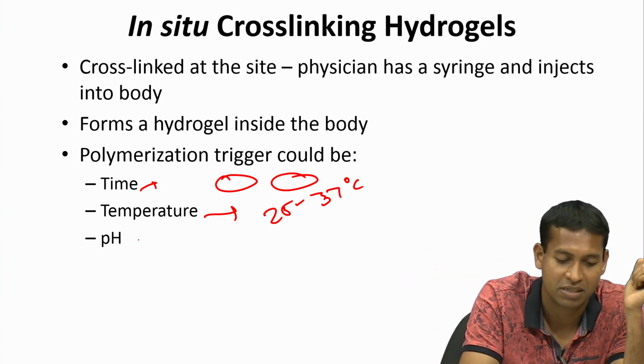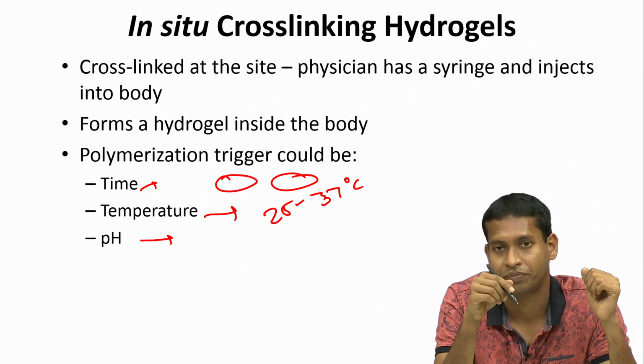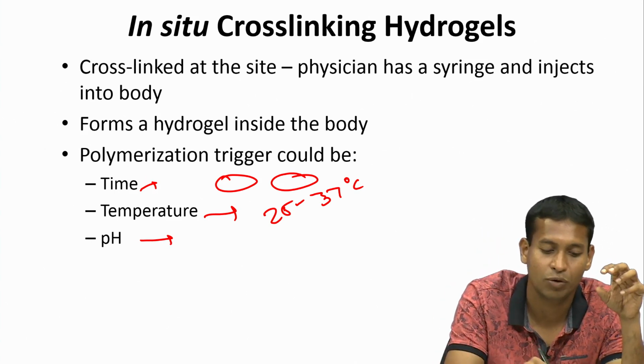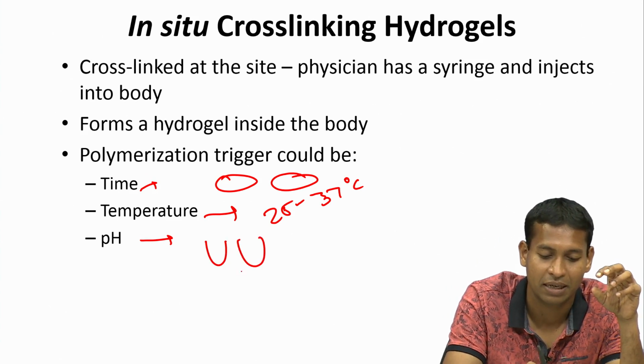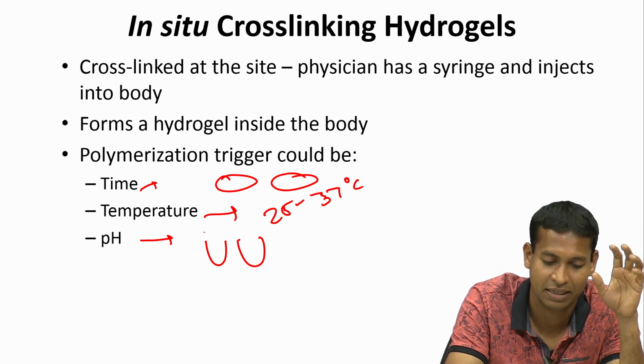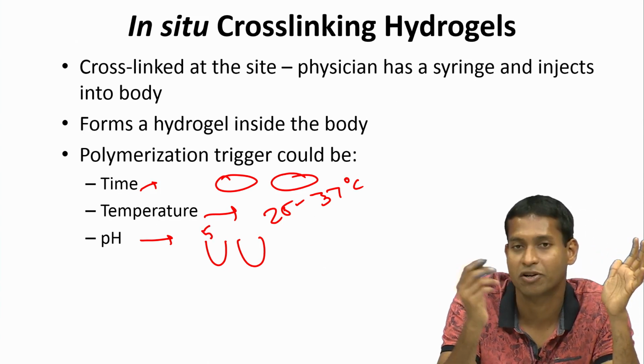Or it could be pH, let us say, and this could be again of several types. Let us say in my two tubes that I am mixing together, the combined pH of the polymer here is, let us say, a pH of 5, at which it does not polymerize.